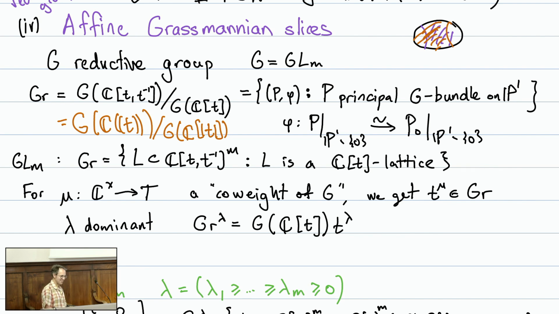There's also a slightly different variant where you change this thing a little bit to only have polynomials. You get a slightly bigger thing, which is a scheme rather than an ind-scheme, called the thick Affine-Grassmannian, but it's also not very different. Any other questions?